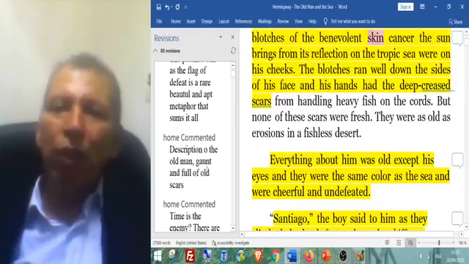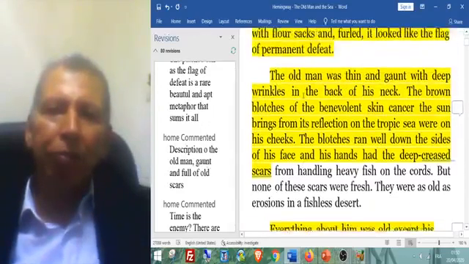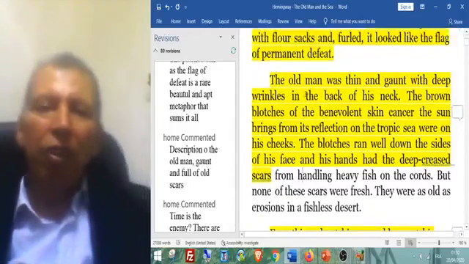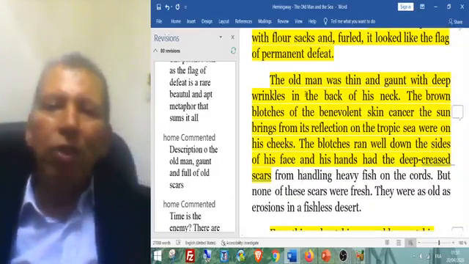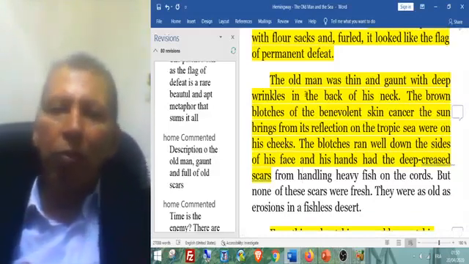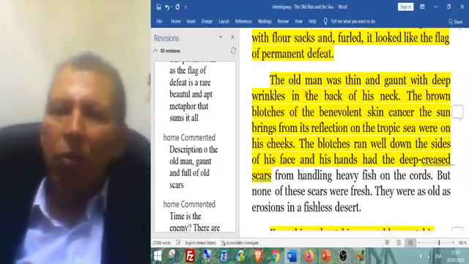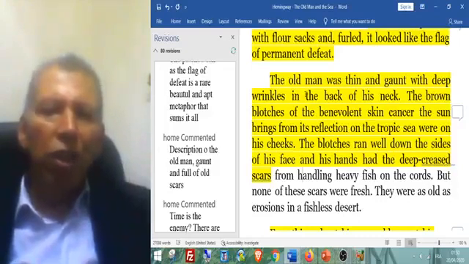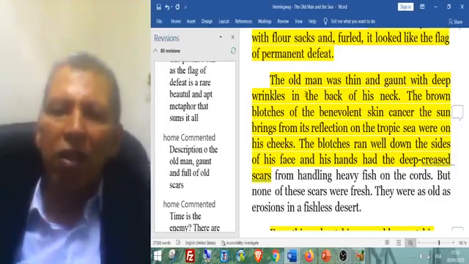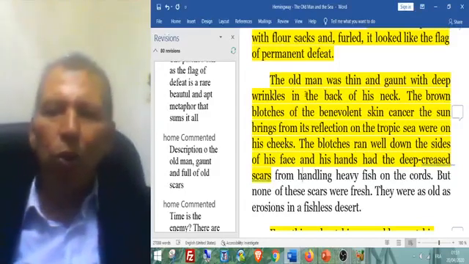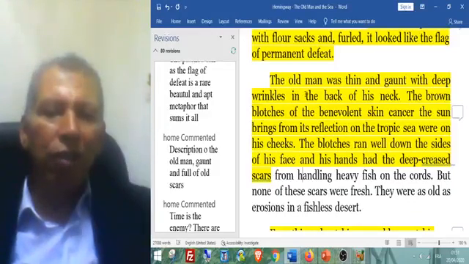In these early pages of the novel, we have a description of the main character so that we can get a vivid image of him. The old man was thin and gaunt, with deep wrinkles in the back of his neck. The brown blotches of the benevolent skin cancer the sun brings from its reflection on the tropic sea were on his cheeks. The blotches ran well down the sides of his face, and his hands had the deep creased scars from handling heavy fish on the cords. But none of these scars were fresh. They were as old as erosions in a fishless desert. Wow.